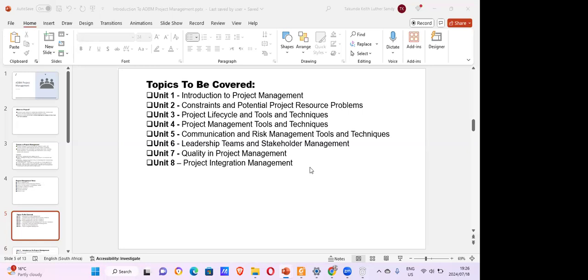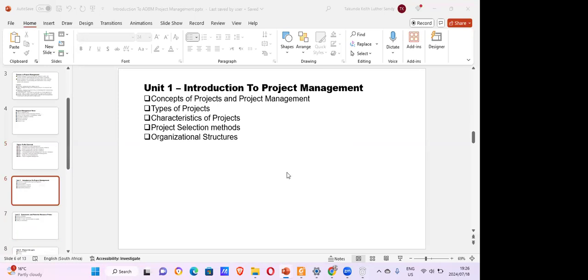All right. So these are the topics that we are going to be looking at in this module. We're going to be looking at the introduction to project management, and constraints and potential resource problems, right? Under the introduction to project management, we are going to be looking at the concepts of projects and project management. Those concepts are the things that project management entails. We are going to be looking at the types of projects that are there. All right. There are different types of projects that you are going to find.